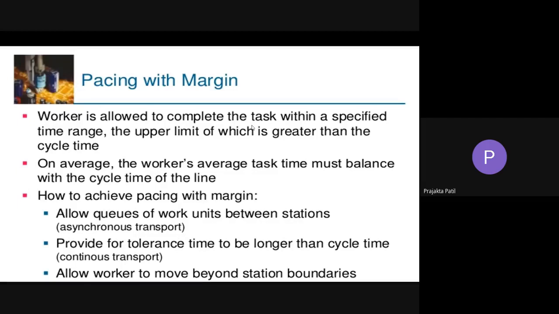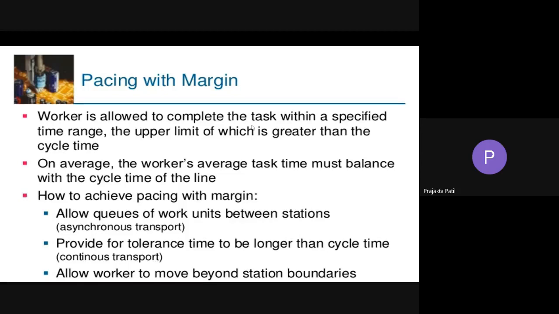The maximum time of the range is longer than the cycle time, so that a worker is permitted to take more time if a problem occurs, or if the task time required for a particular work unit is larger than the average. There are several ways in which pacing with margin can be achieved. Okay, so how can we achieve this pacing with margin? One is to allow queues of work units between stations.